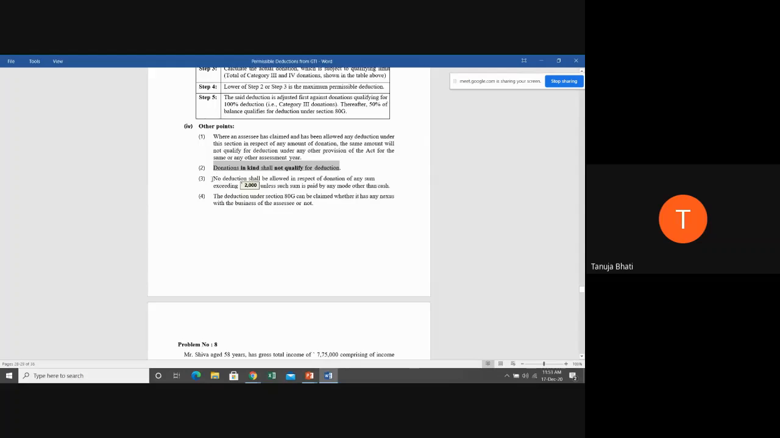No deduction is allowed in respect of a donation of any sum exceeding 2000 unless such sum is paid by any mode other than cash.